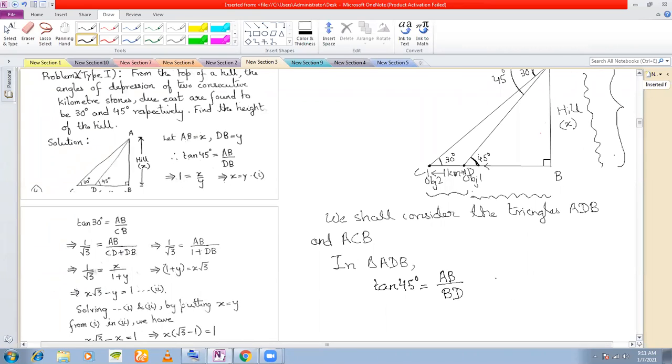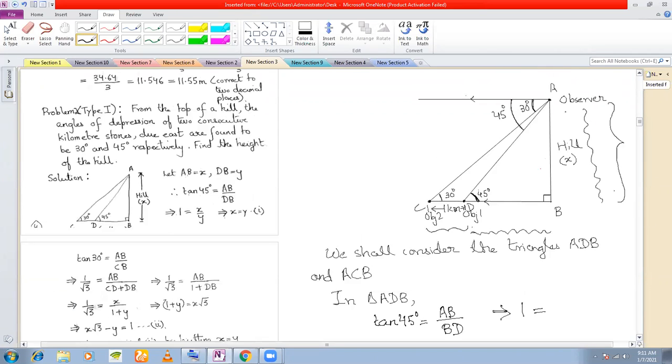So what I do here is tan 45 is 1. We have already taken the length of AB as X, so I write X. And let BD equal Y, that is, this length I take as Y.